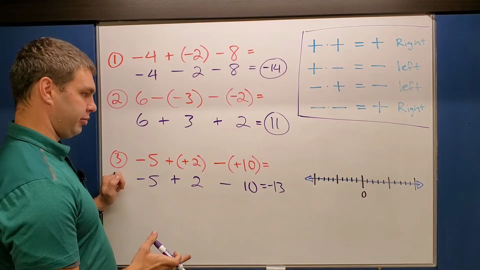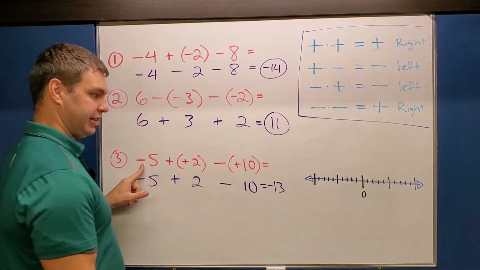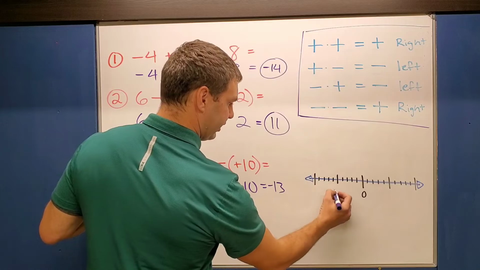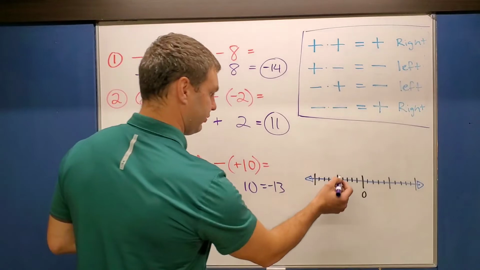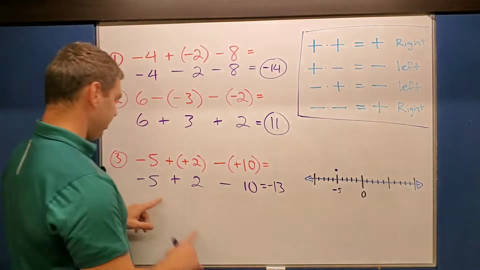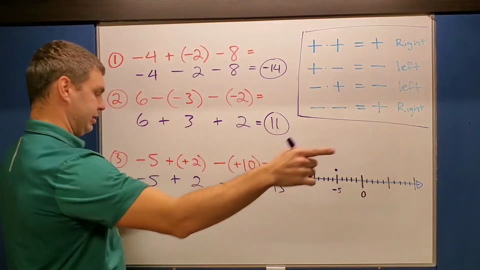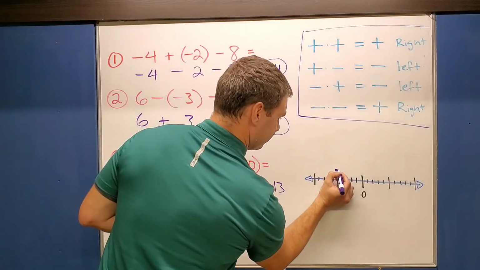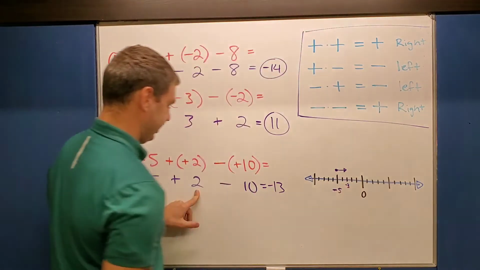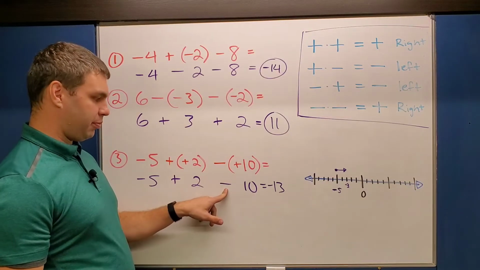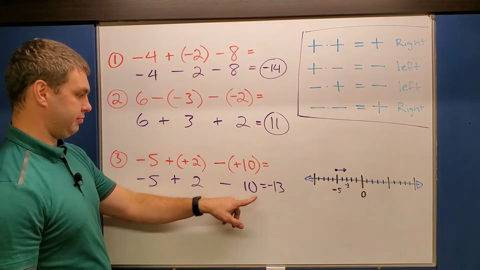Let's pick number 3. So this one, I actually have to start at my first number, which is -5. If this is 0, I have to go back 5 to -5. I don't think my number line is going to be big enough here, but that's okay, we'll figure it out. So if I start here, then from my -5, I have to go right. A plus sign means I go right 2. So I'm going to go right 2 spots. Now I'm at -3. From that -3, I have to go back, or left, right? A negative is left 10 spots.